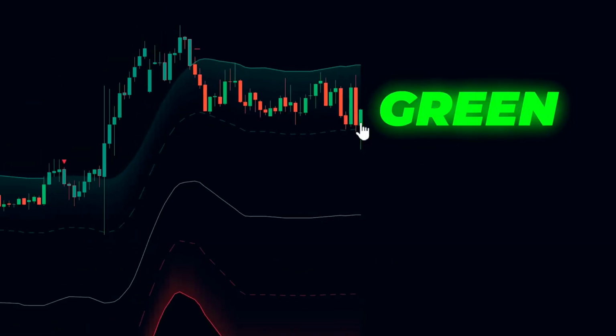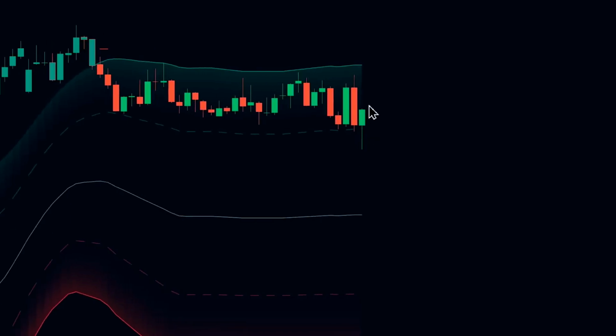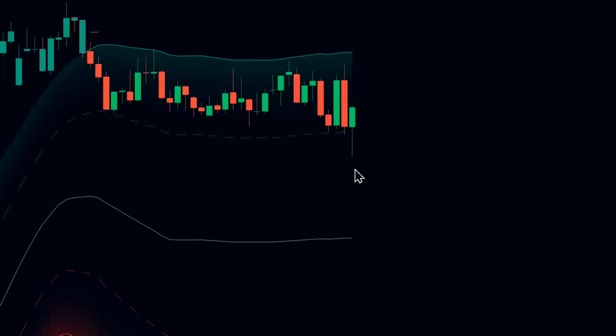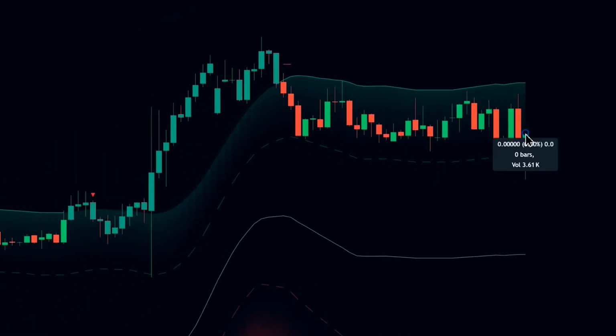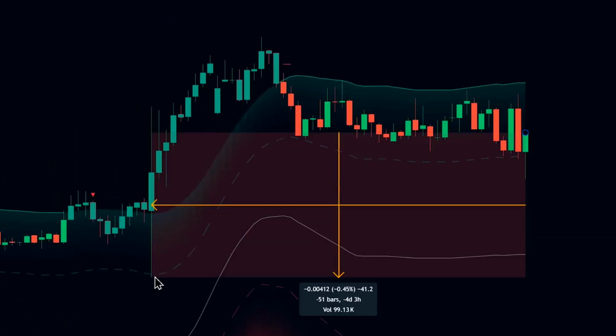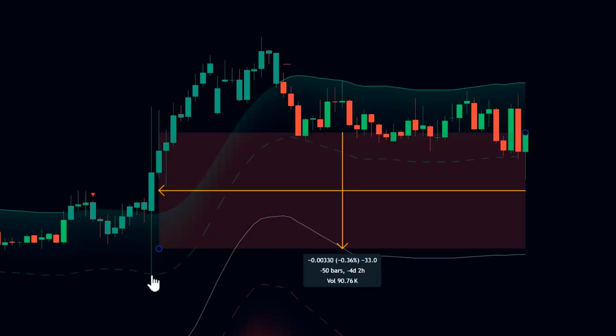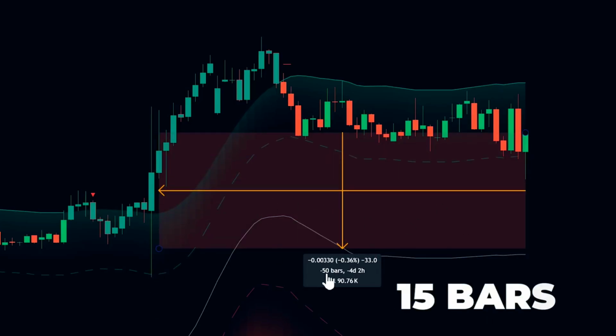This is your pullback. Next, you need to check for a gap before the pullback. The gap should be at least 15 candles. You can measure this with the price and date range tool, drawing it from the pullback candle all the way back to the last time the price touched the dotted line. If the gap meets the minimum of 15 candles, you've passed that condition.